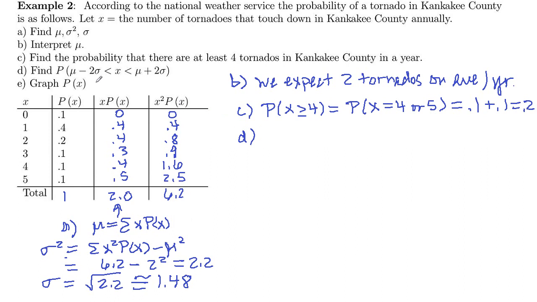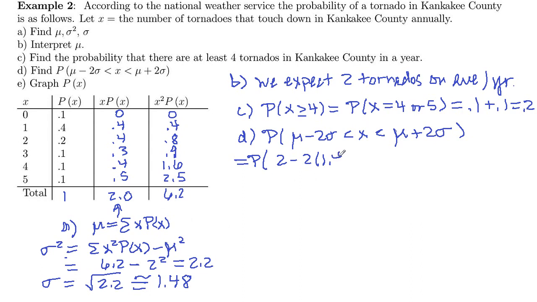D, find the probability that X is within 2 standard deviations. So mu minus 2 sigma is less than X is less than mu plus 2 sigma. Let's go ahead and substitute our values in here. So this is asking us, mean is 2, minus 2, and then our sigma was 1.48. So minus 2 times 1.48 is less than x is less than 2 plus 2 times 1.48.